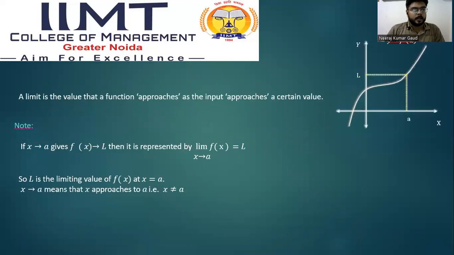A limit is the value that a function approaches as the input approaches a certain value. So, from the given graph, if x approaches a and f(x) tends to L, then it is represented by limit x tends to a f(x) equals L. So L is the limiting value of f(x) at x equal to a. x tends to a means that x approaches a, that is, x is not equal to a.